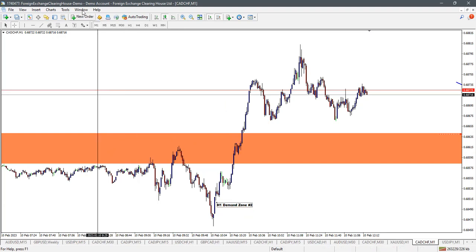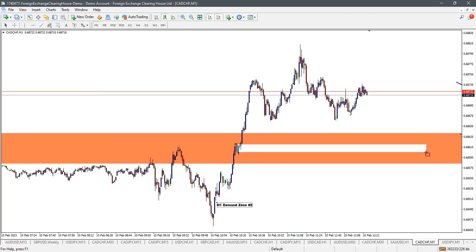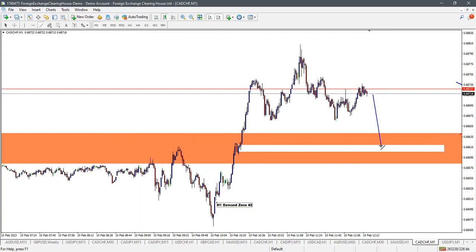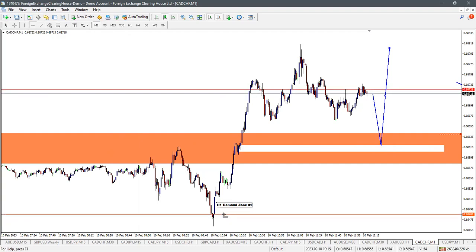So on the M1, all right, we have this demand zone over here, which is probably where I'm going to take the entry from. I want to get an entry like something like this, and then I'll go for a long, like pre-news, and see what happens with it. Now, I do see there's a liquidity gap down here. If the price will fill it before the news, I don't know.